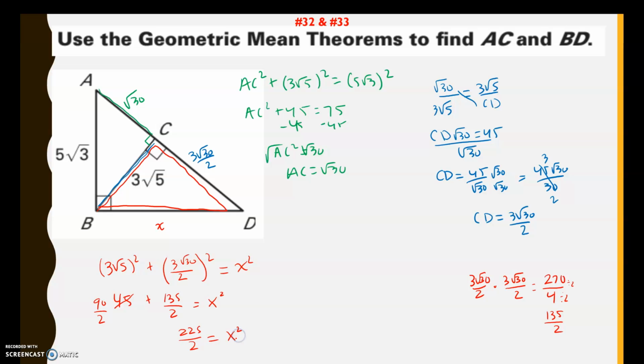That is equal to my X squared. Now I can square root both sides. I get the square root of 225 over 2, and the square root of 225 is 15, so 15 over rad 2 for your X. But I have to rationalize the top and bottom by rad 2, which means I get X to be 15 rad 2 over 2. That's what this guy is.